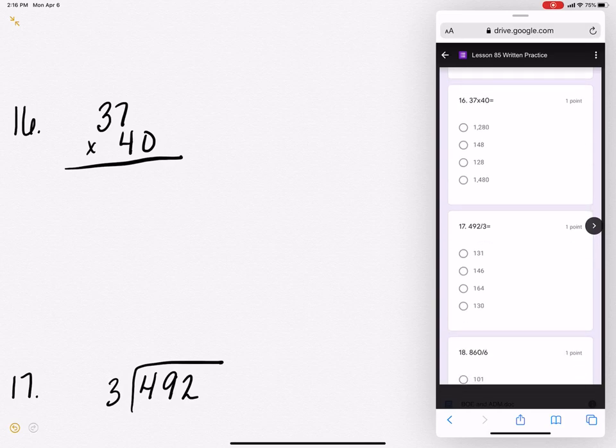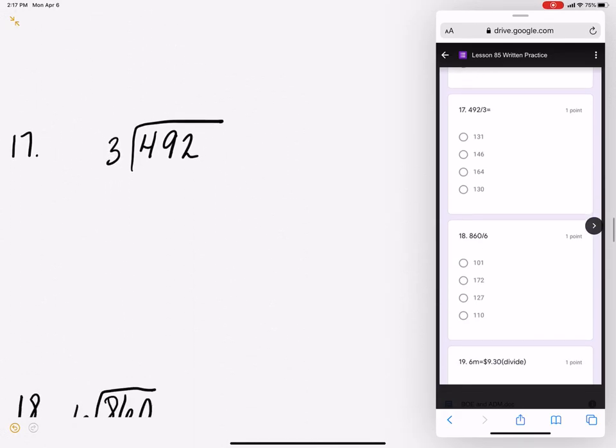37 times 40. Letting my 0 hang over that cliff, I just bring it down, mark it out. 7 times 4 is 28. 3 times 4 is 12. Plus 2 is 14. 1,480.